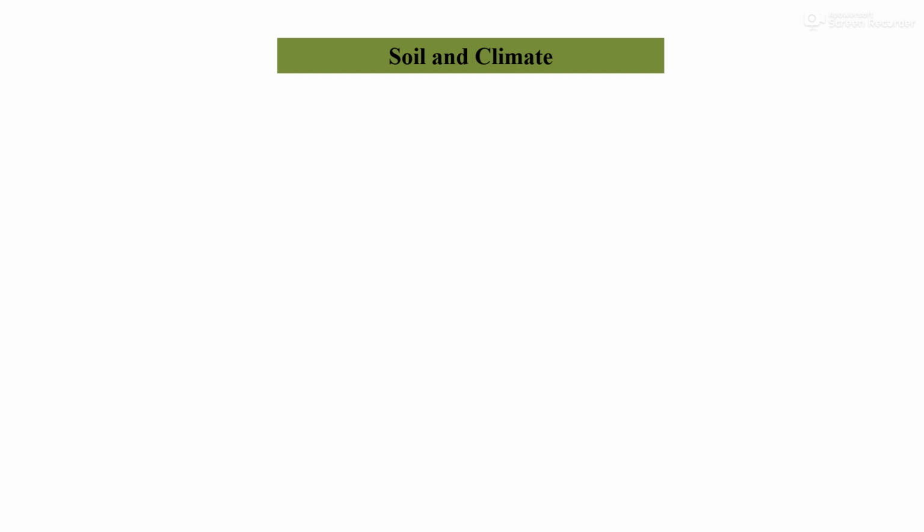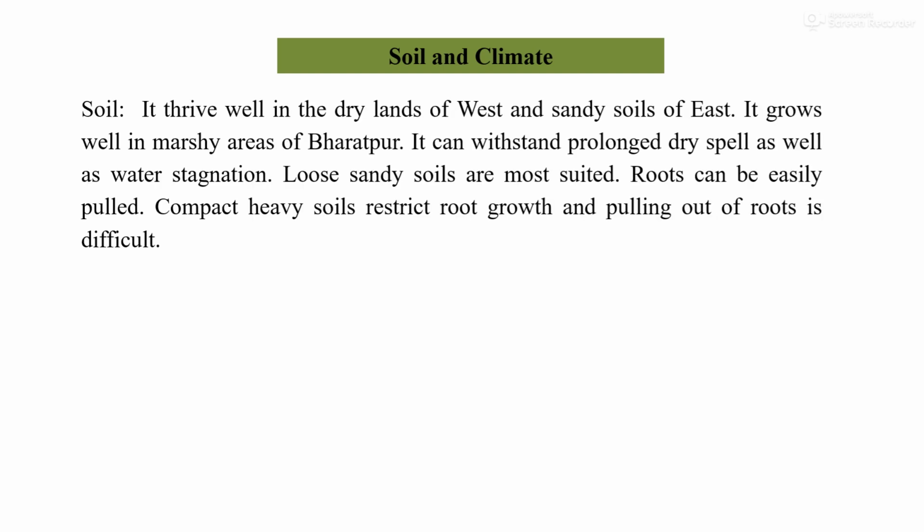Soil and climatic requirement of the vetiver crop. Regarding the soil, it thrives well in dry land of the west and sandy soil in the east. It grows well in the marshy area of Bharatpur. It can withstand prolonged dry spells as well as water stagnation. Loose sandy soils are most suited for vetiver cultivation, as the roots can be easily pulled. Compact heavy soil restricts root growth and pulling out the roots is difficult.